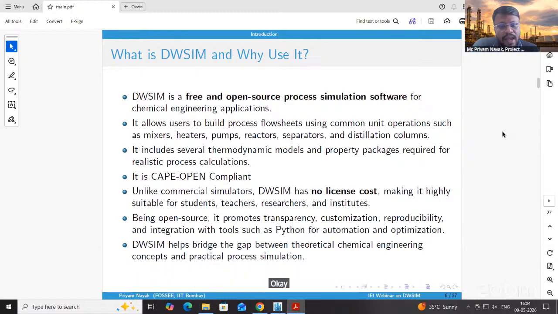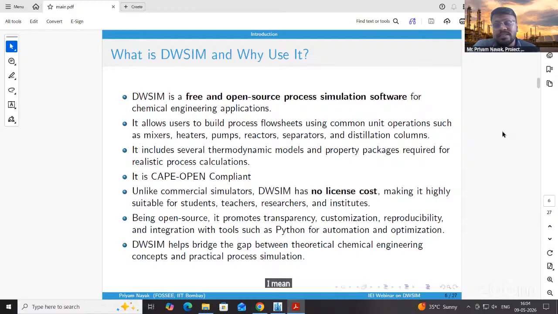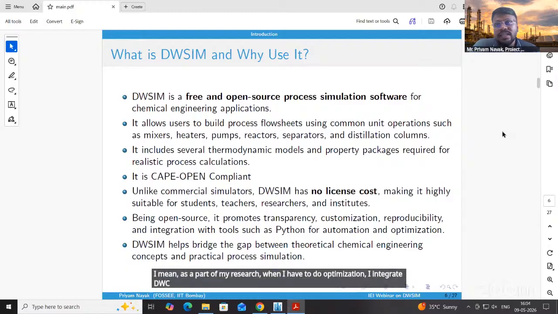And as I said, being open source, it promotes a lot of transparency. You can customize the tool. That's the best advantage of being open source, that you can customize it as per your own requirement. You can integrate it with other tools like Python for automation, for optimization. I heavily use DWSIM as a part of my research. When I have to do optimization, I integrate DWSIM with Python. So that is another advantage of the software being open source.